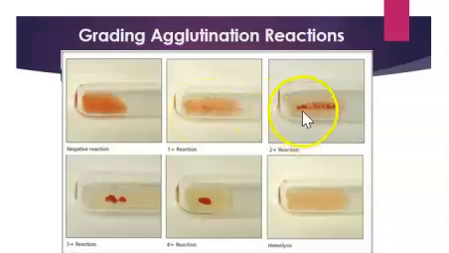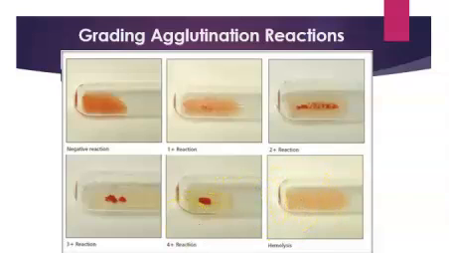A 2+, you have very small clumps, but they're a little bit bigger than a 1+. The 3+, you have larger clumps, maybe 2 or 3 large clumps in a 3+ reaction. And then in a 4+ reaction, you just have one large pellet of red blood cells clumped together. And you can also have hemolysis in a sample. Remember, that's where your red blood cells have burst open and released their contents. That's why you have this pinkish color.